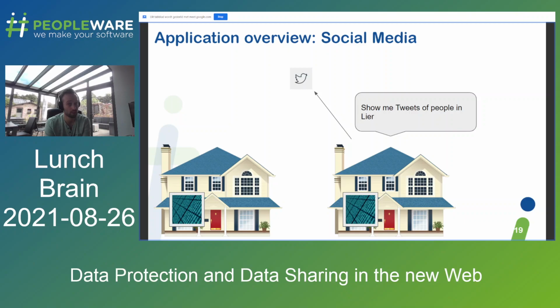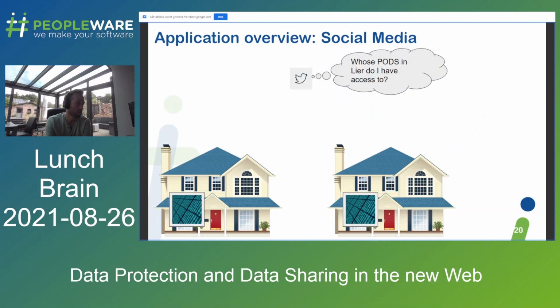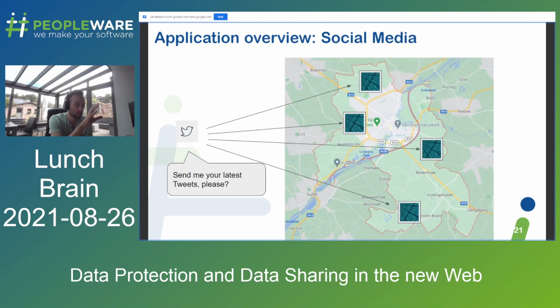So Twitter is not storing the tweets. Once you write the tweet, you store the tweet in your own data pod, and Twitter will come ask them at your house. Well, not physically, of course, but they will ask you to share your tweets. So once someone asks, I want to see all tweets in Lier, Twitter starts thinking, whose pods in Lier do I have access to? So all information that Twitter will have is the pods that they have access to. Nothing else. So they will start asking every pod in Lier, send me your latest tweets, please, because I have someone who would like to see them.